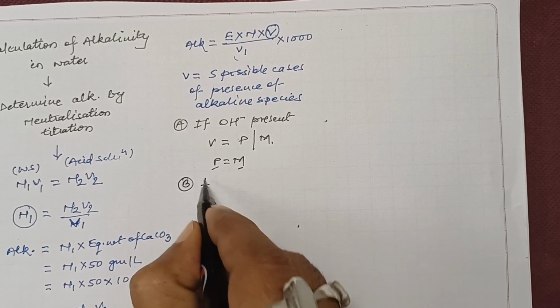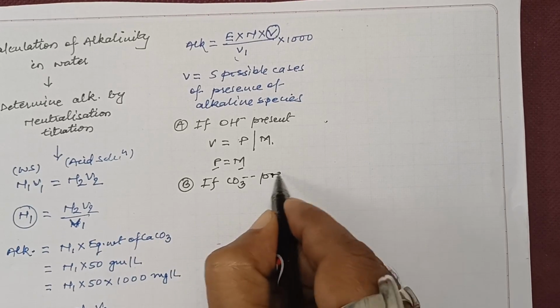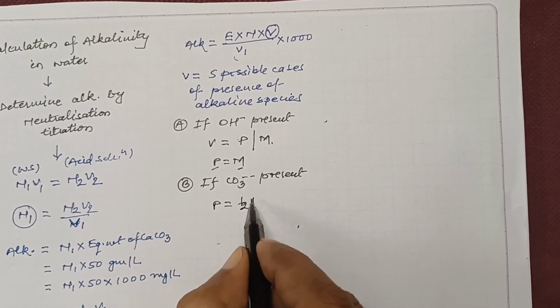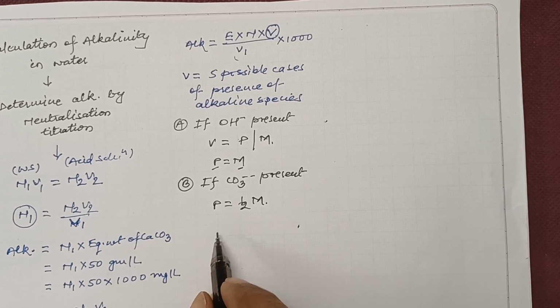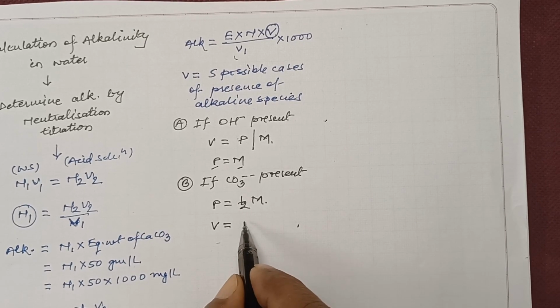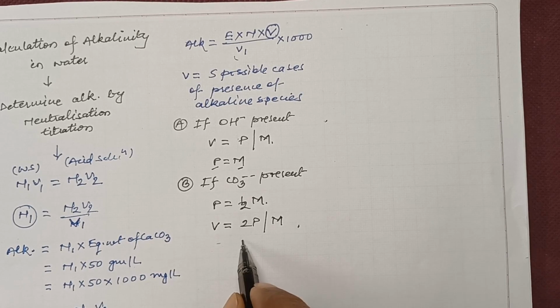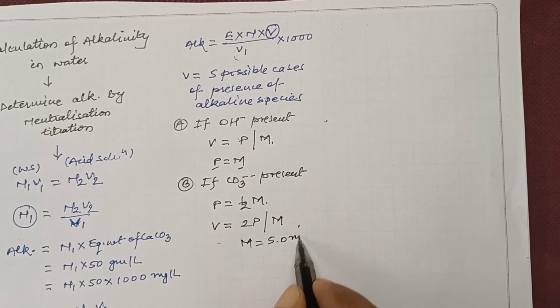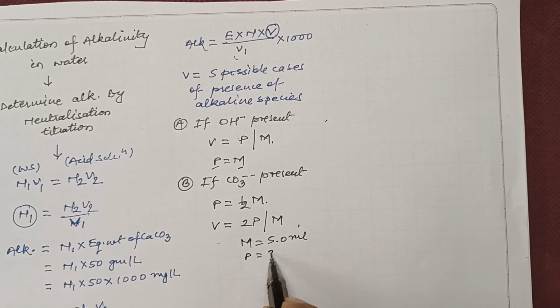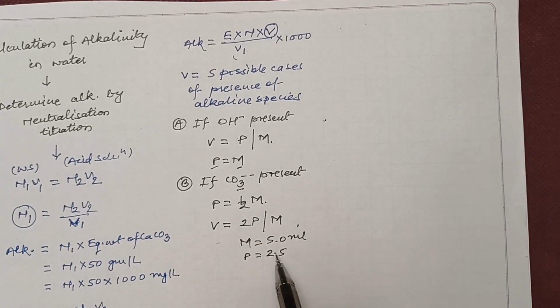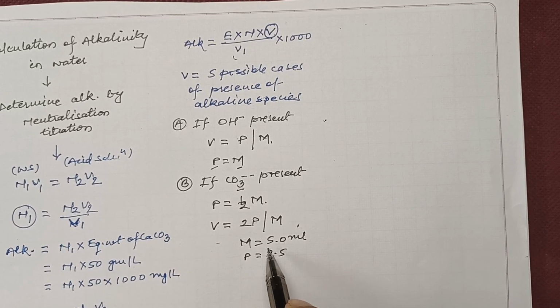Case 2. If carbonate ion is present, then P is equal to half M. So in this particular case, we can put V as 2P or as the whole M. That means during a titration, if the value of M is 5 ml and the value of P is 2.5 ml, then in this particular case, to calculate carbonate ion content, you may consider the value of M, that means 5 ml, or the value of P, that means 2.5 multiplied by 2.